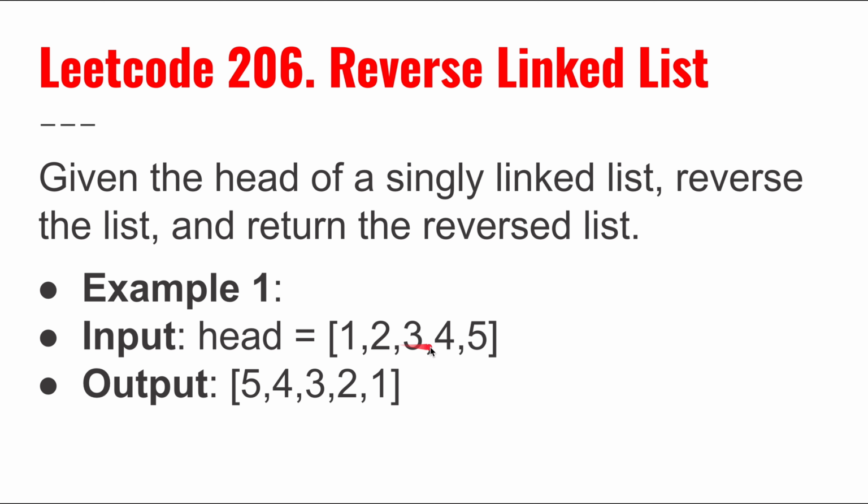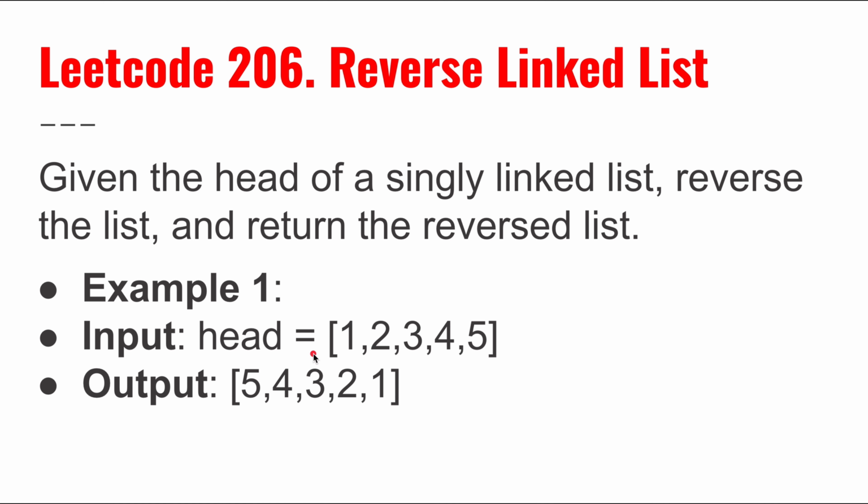You can say 1 2 3 4 5, or you can say linked list, right? So 1 points to 2, 2 points to 3, 3 points to 4, and 4 points to 5. So this is a single linked list, and we have to return it in the reversed order. So if this is the list, you have to return this list.